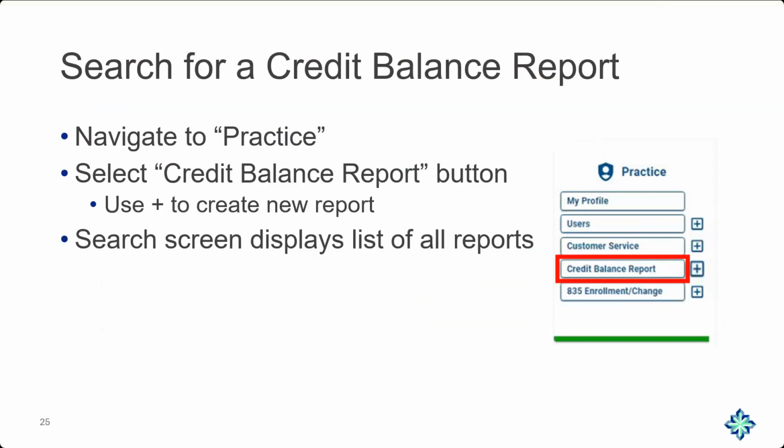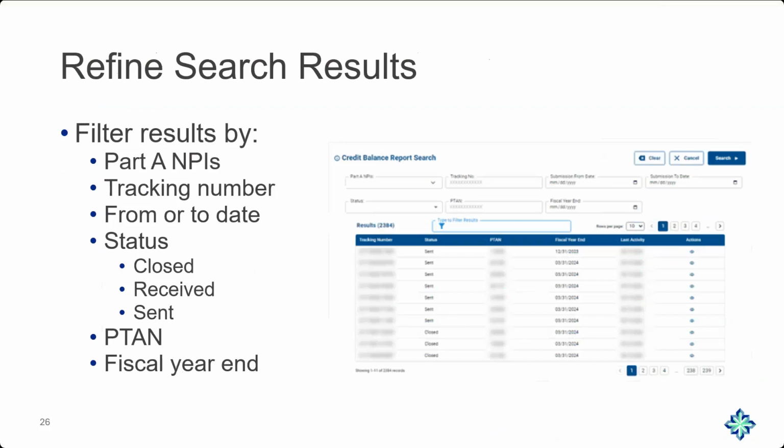The search screen will display a listing of all the credit balance reports that have been submitted. And then what you can do is refine that search using some of the items that you see listed here. You can choose an NPI. So many of us have multiple NPIs that we work with and are responsible for. You can change that. You can filter and only look for certain facilities.